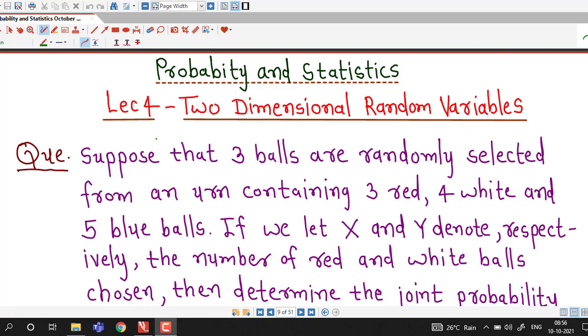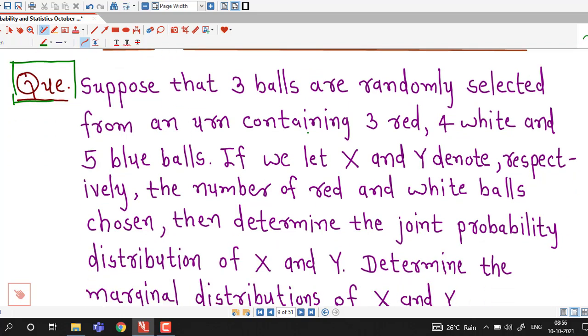From the last 2 or 3 lectures, we are discussing two-dimensional discrete random variables, and we have discussed how to obtain the joint probability distribution of two-dimensional discrete random variables. So in this lecture also, we are going to discuss one question on how to determine the joint probability distribution of two-dimensional discrete random variables. So let's start with this question.